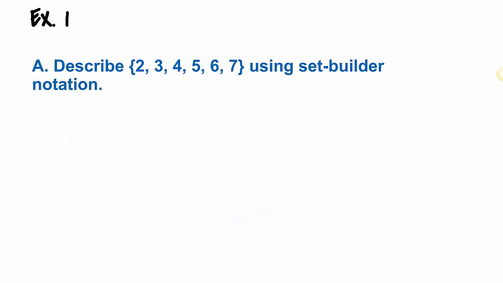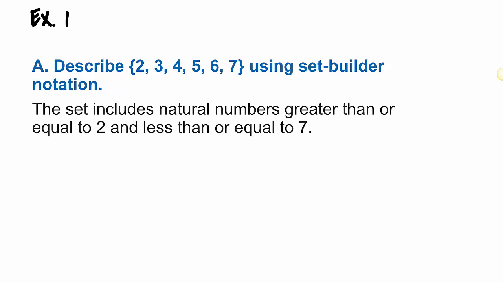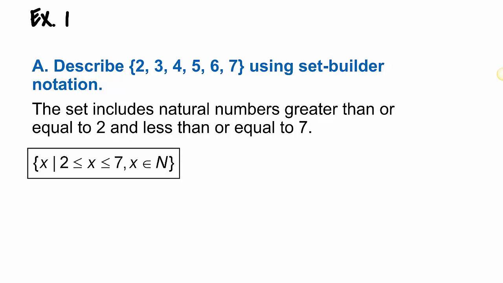So if I have this example, the numbers 2, 3, 4, 5, 6, and 7, and I'm supposed to write those in set builder notation, we're talking about numbers that are natural numbers and equal to 2, less than or equal to 7. So if I was going to write that in set builder notation, I would say that x such that 2 is less than or equal to x, less than or equal to 7, and x is an element of the natural numbers.